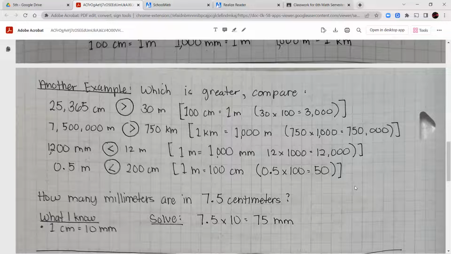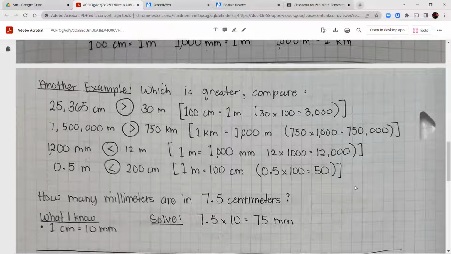My next one is 7,500,000 meters compared to 750 kilometers. So 1 kilometer is 1,000 meters. I'm going to change that 750 kilometers into meters by multiplying it by 1,000. So 750 times 1,000 gives me 750,000. That is still significantly less than 7,500,000. So 7,500,000 meters is greater than 750 kilometers.